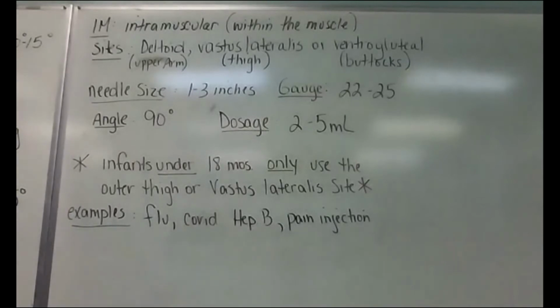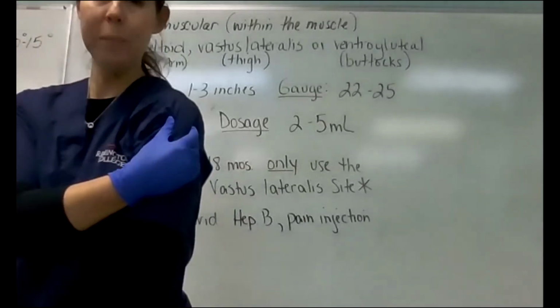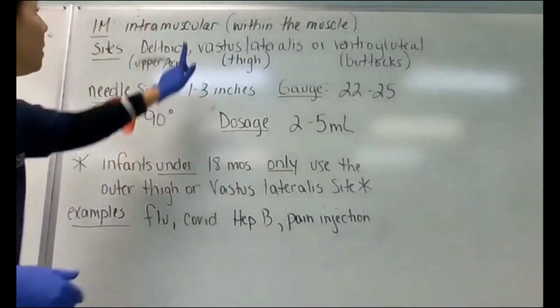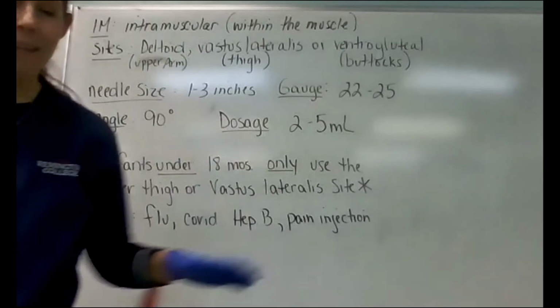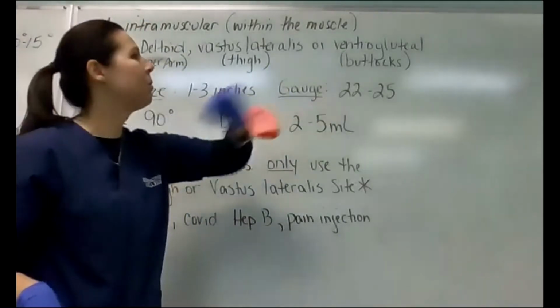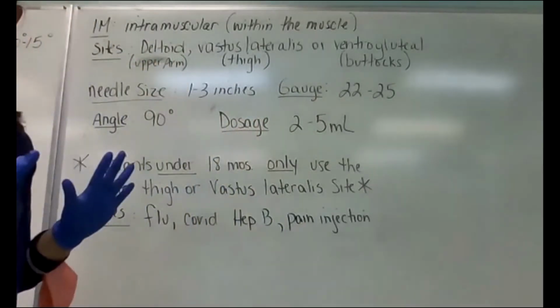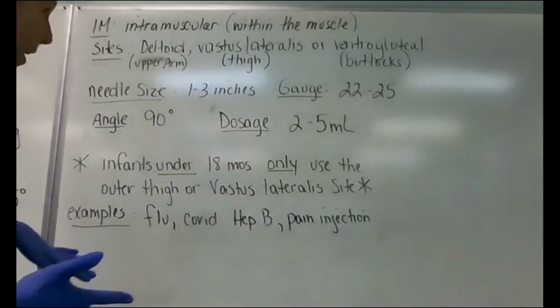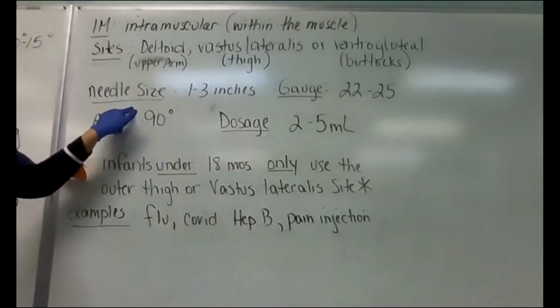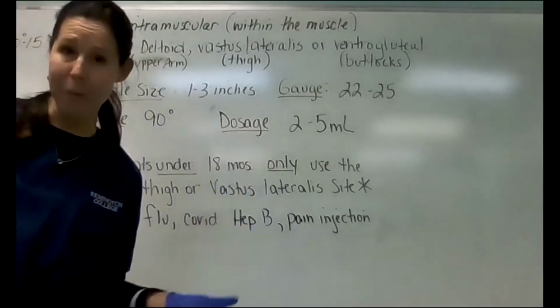Looks a little better. Your sites are your deltoid, which is your upper arm. Right up here is your deltoid. Your vastus lateralis is the outer thigh muscle. And ventrogluteal, which is your buttocks. Okay, so there's different sites, different places to give these medications. Needle size is 1 to 3 inches. And again, that's just what's recommended.